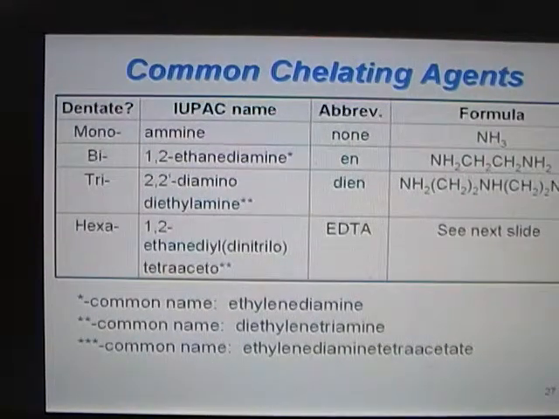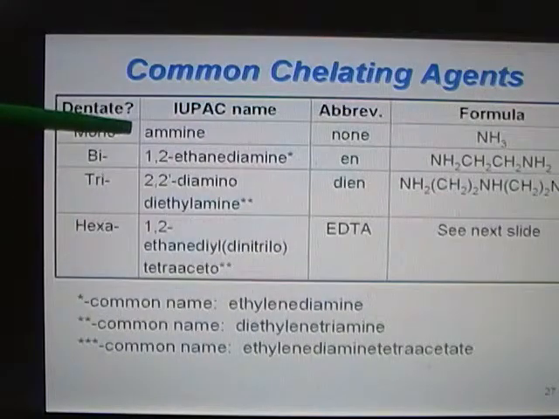On to some common chelating agents. I'm going to point out 4 different types of ligands that bond multiple times to a transition metal cation. First, our point of reference will be a monodentate ligand. Monodentate means that it binds one time to the metal cation.